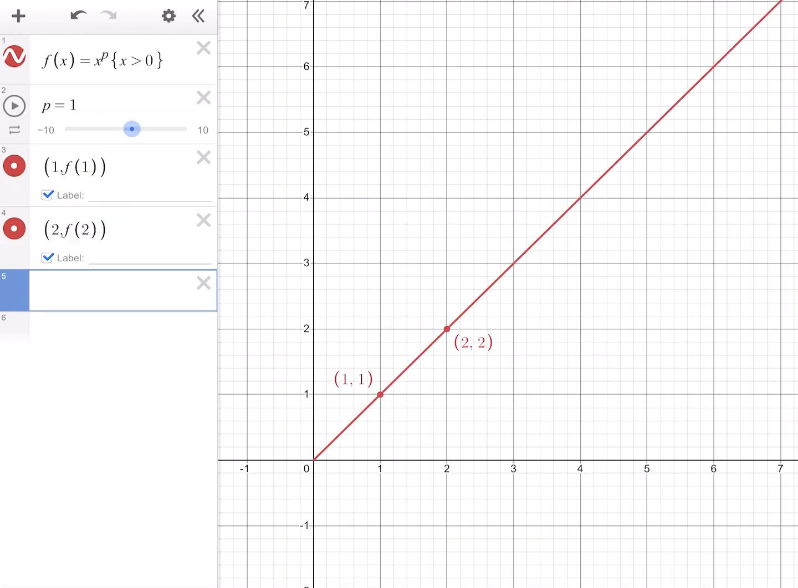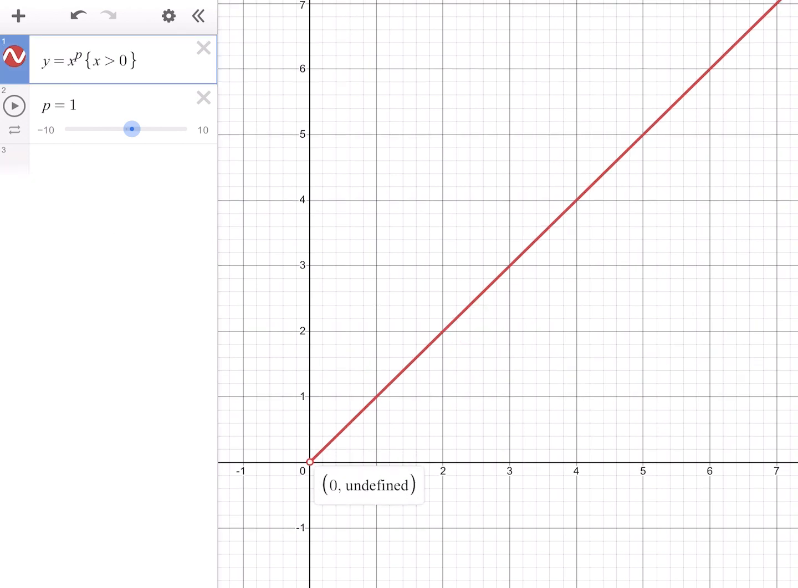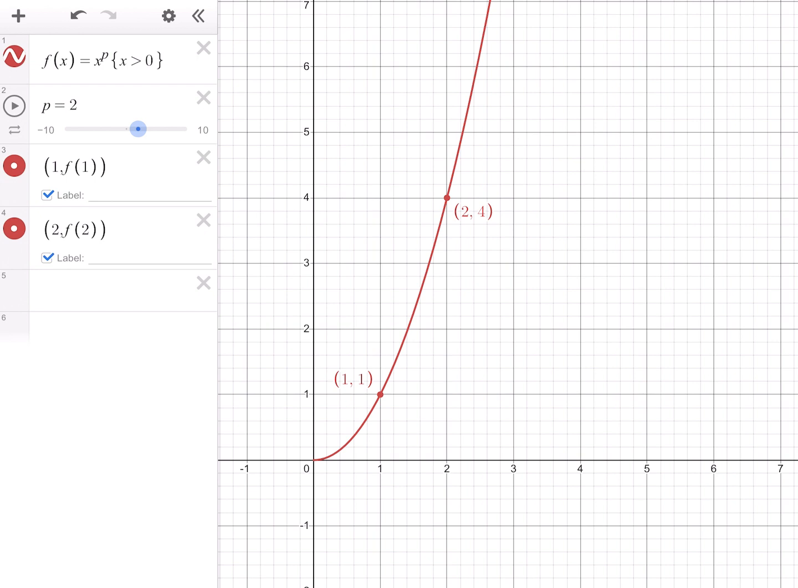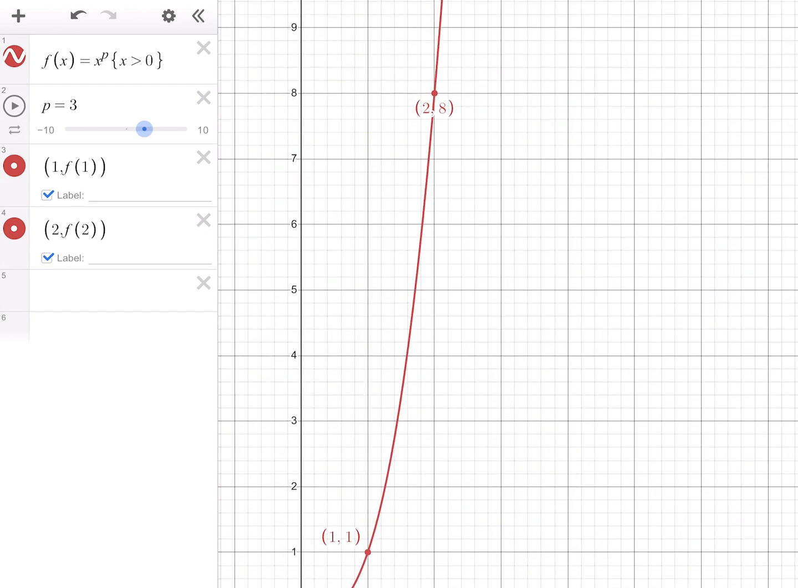When p is 1, we have the graph of y equals x, which is a line, slope 1. Two key points on this are 1, 1 and 2, 2. If you do a trace, you'll see that we have an undefined point at the origin. That is because I'm defining this function only for positive x's. If we increase p to 2, we get the right side of y equals x squared. Change p to 3, and we have the point 1, 1, and also up here the point 2, 8. This is the right half of a cubic function.